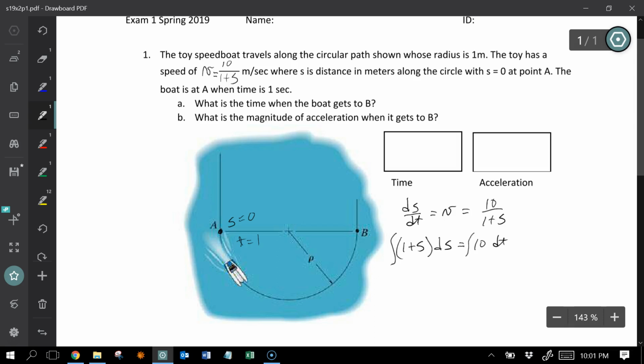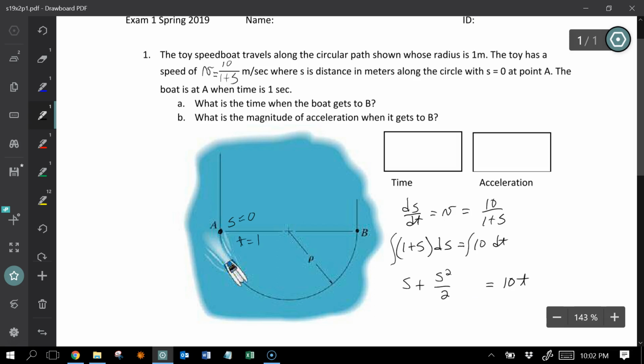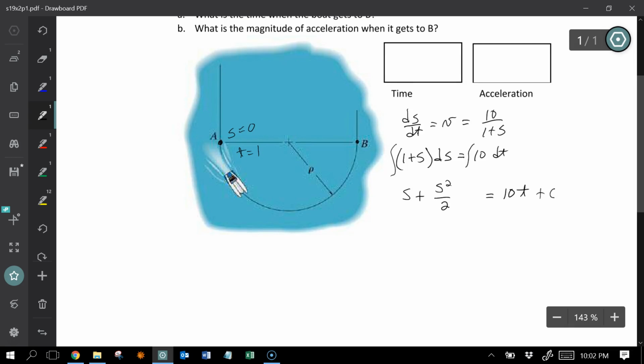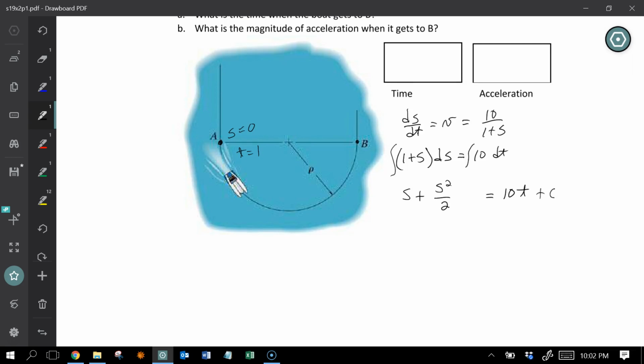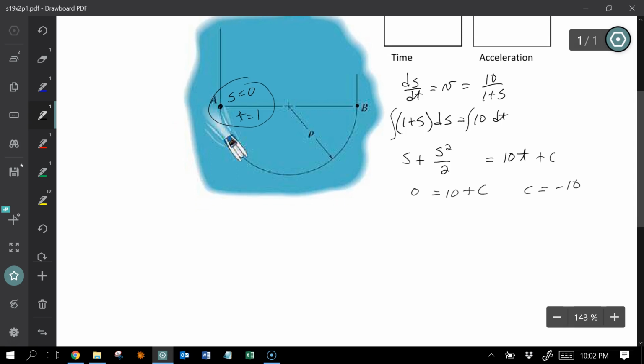Over here, that is not too hard to integrate. This is going to be s plus s squared over 2 plus an arbitrary constant equals 10 times t. I think in the solution, I did put the c over here. Doesn't really matter. But anyway, how do you find the c? The same way you always find c. You have a time and you have an s. You have one right here. When time equals 1, s equals 0. So that would be 0 on the left-hand side plus 0 equals 1 times 10 is 10 plus c. So c is equal to minus 10. Having that, I can then put in s plus 1/2 s squared is equal to 10t minus 10.